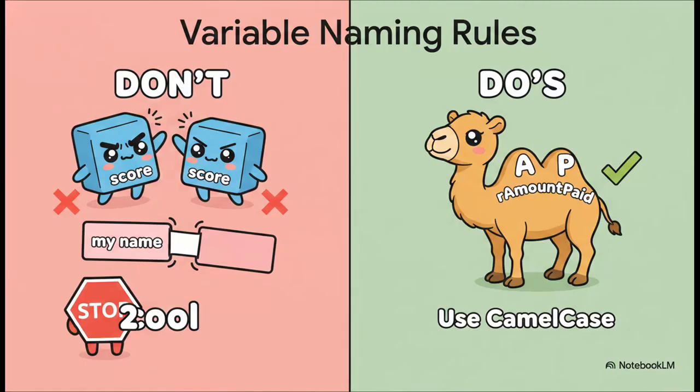Now, there are a few ground rules for naming your variables. Every name in a given area has to be unique, you can't have spaces, and they can't start with a number. And a really common convention is something called camel case. See how the first word is lowercase and every new word starts with a capital? It makes longer names like amountPaid so much easier to read.